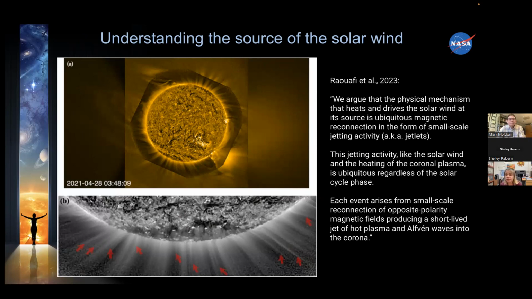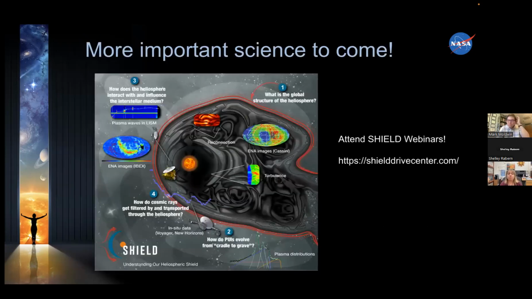There's now a lot of evidence from these new missions, including Solar Orbiter, which goes over the poles and sees as well as senses these things, that there's small scale jetting activity that looks like it is a major part of what supplies the solar wind. And so there's a lot of important science to come.